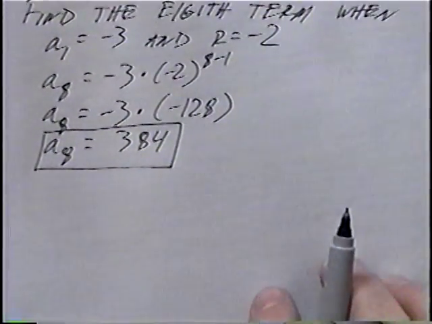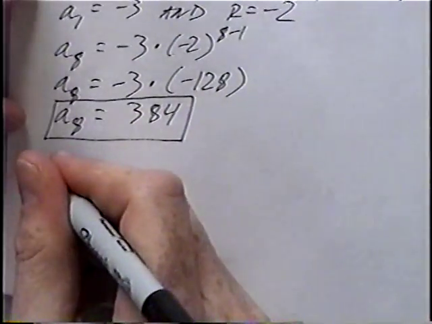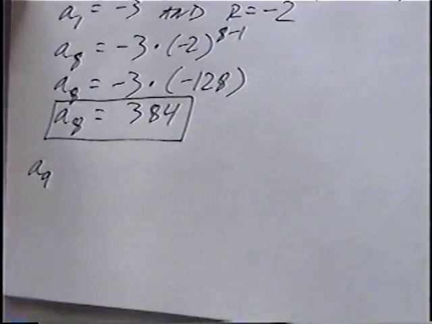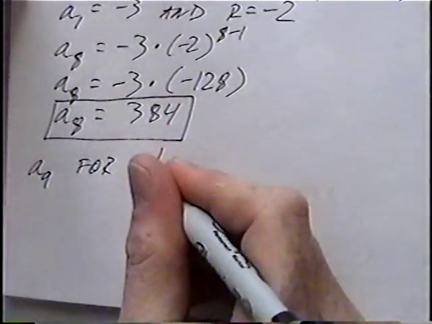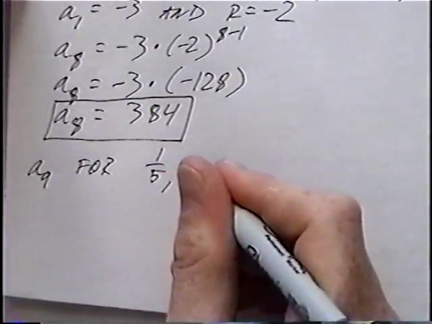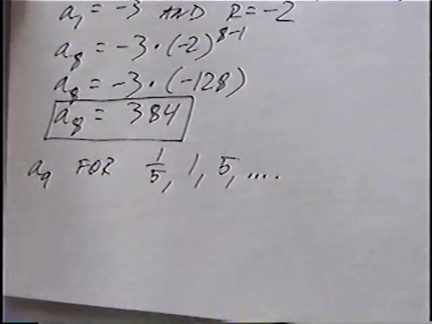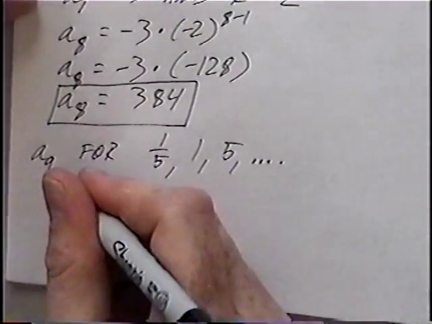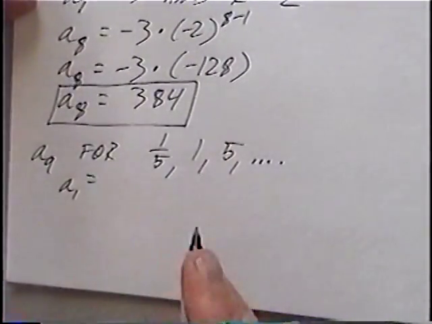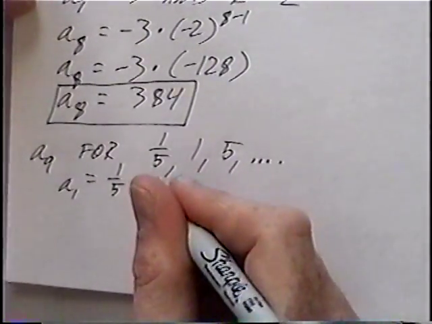Next problem, which is the last problem for the section. We want to find a sub n for the sequence 1/5, 1, 5, dot dot dot. Again, we'll use the same formula. A sub 1, the first term given, is 1/5. And we want to find out what r is equal to.